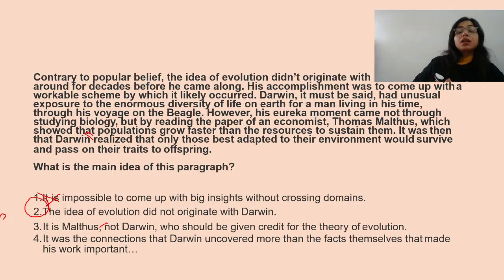We just said that उससे पहले से आया हुआ है, इसका मतलब ये नहीं है कि Malthus को दिया हुआ है. Then comes 4. 4 says that it was the connections that Darwin uncovered more than the facts themselves that made his work important.